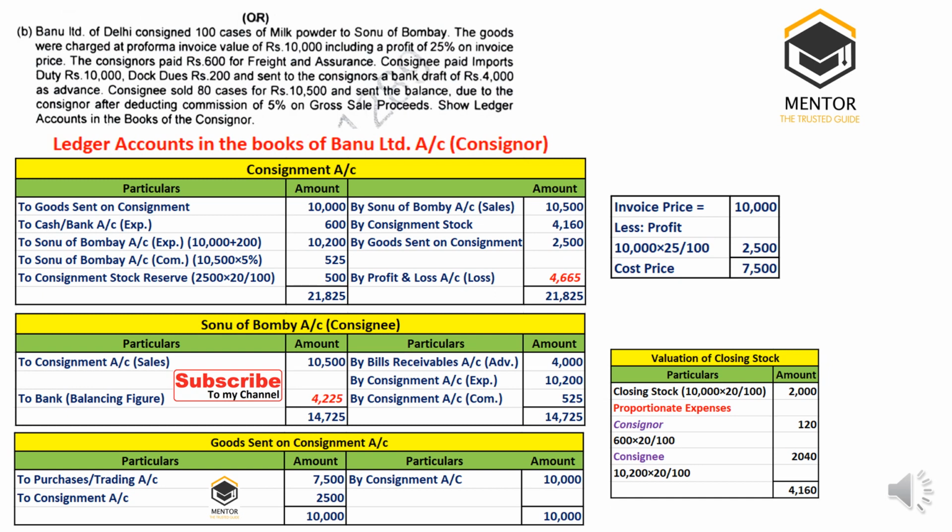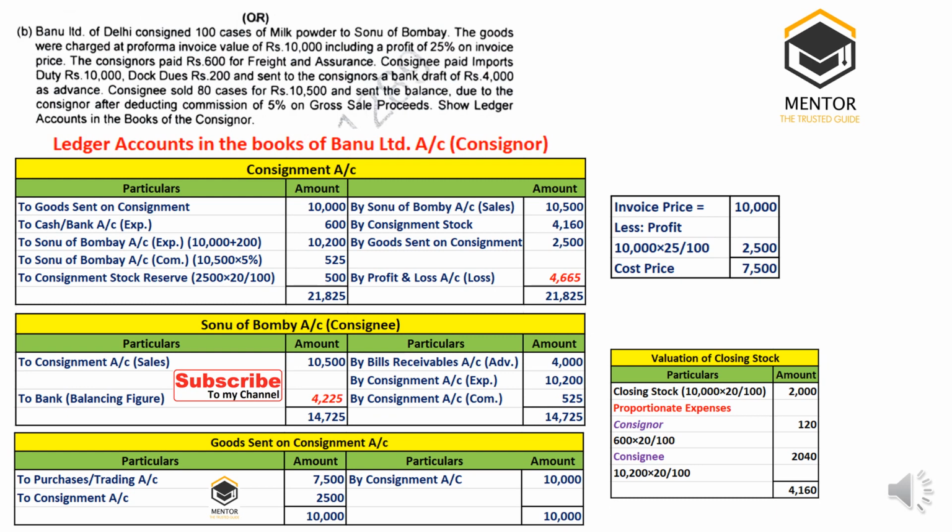First one is goods sent on consignment. Bear in mind, we will write the invoice price, not the cost price. Though we know the cost price is 7,500, we don't write it. To goods sent on consignment 10,000, we will write on the consignment account debit side. To cash or bank, expenses incurred by the consignor, that is 600 rupees. Then expenses incurred by the consignee, that is Sonu, 10,200, 10,000 plus 200.